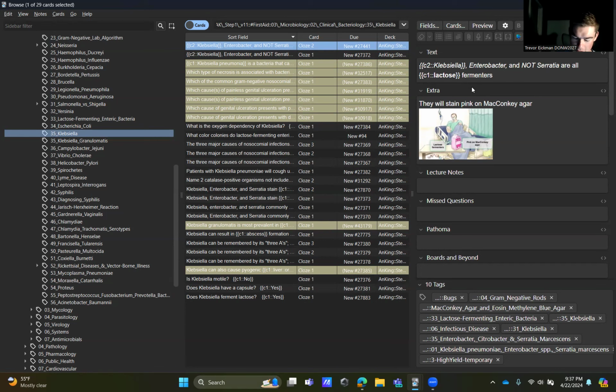His name's blanking today. Dr. Steinhauer mentioned today that Serratia are not considered lactose fermenters, despite what Sketchy thinks. They are very slow, if at all, lactose fermenters, so she is not going to consider them lactose fermenters. So I recommend changing this card for you. So Klebsiella, section 35, first two here, to say Klebsiella, Enterobacter, and not Serratia are all lactose fermenters. So just Klebsiella, Enterobacter, not Serratia.